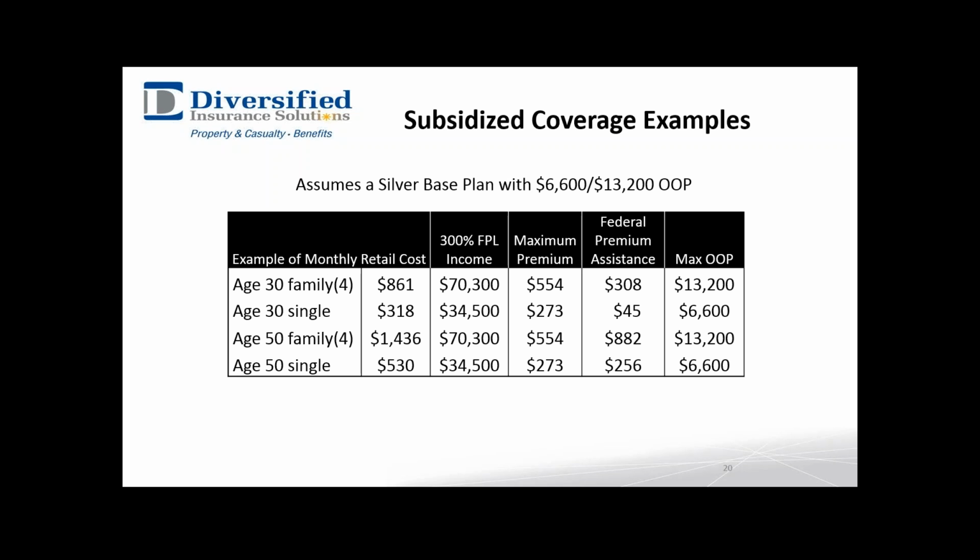Family of 4 at age 50, because my premium is a lot more, I would get $882 in that scenario. But again, it all ties back to income and setting that threshold, and then that's where the actual assistance comes in. And you can see the max out-of-pocket is the exact same for all those plans as well. But what's changing here is the amount that I'm paying versus what the actual amount of coverage is. But for me personally as an individual, it's all going to tie to my income.